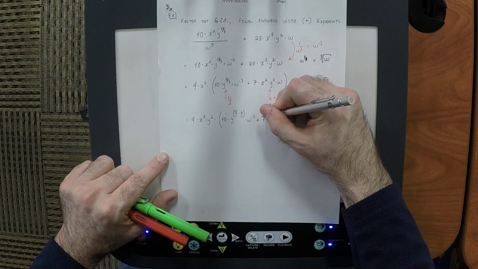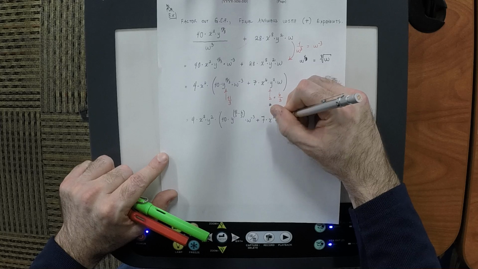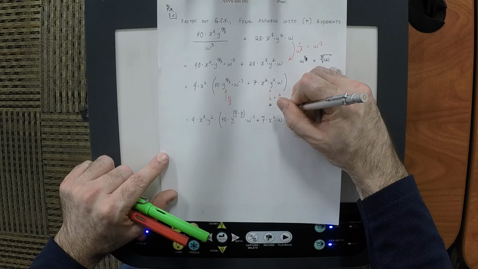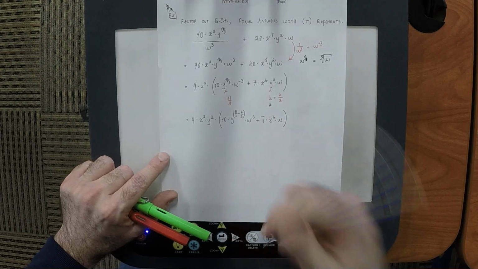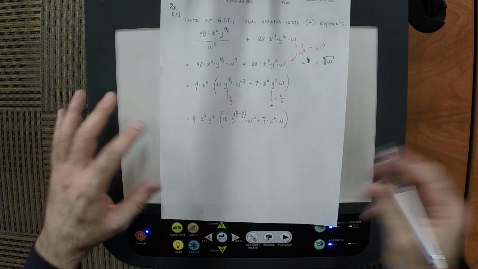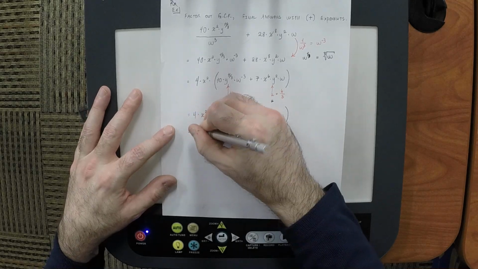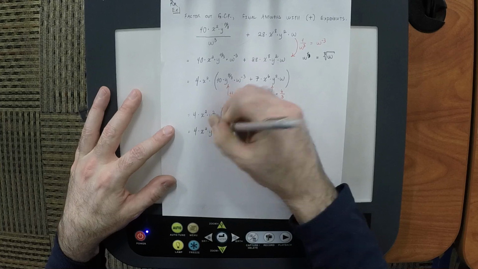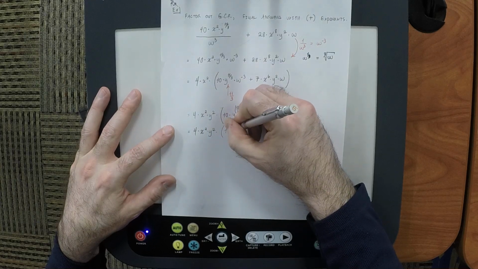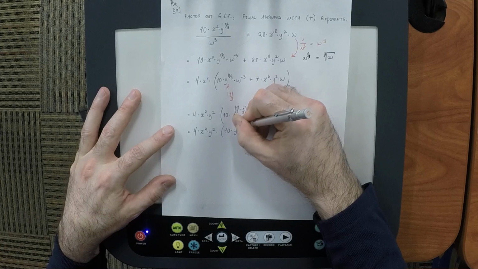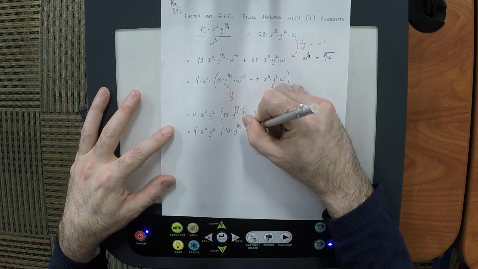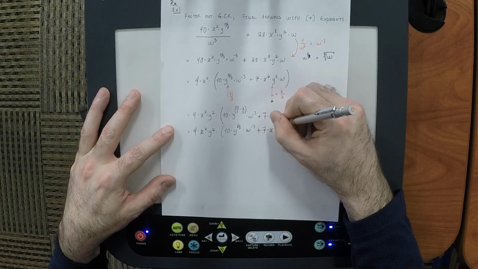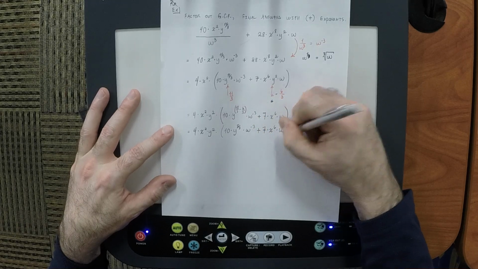7x to 6. The y's are gone, we took those, and then we didn't mess with the w's, so that's still there. Okay, so I wrote 11/3 minus 6/3, so now I'll simplify that. So 4x squared y squared multiplied by 10 times y to 5/3 w to -3 plus 7x to 6 w.